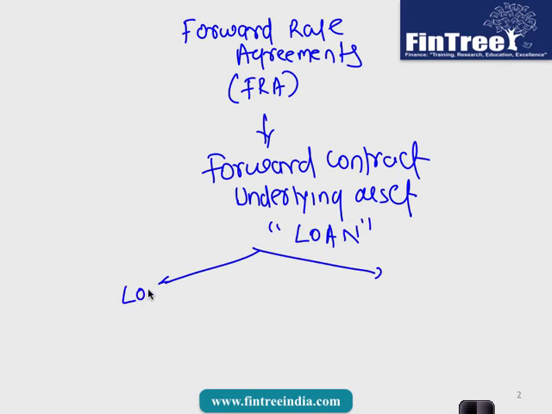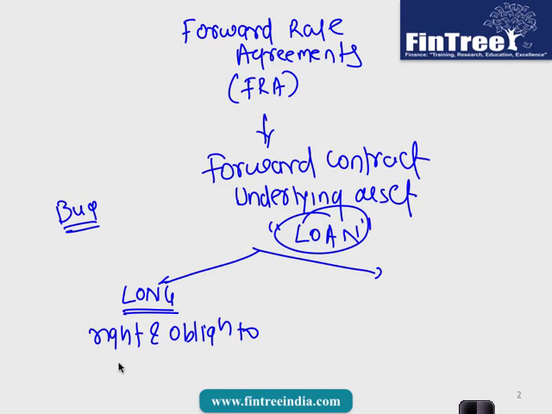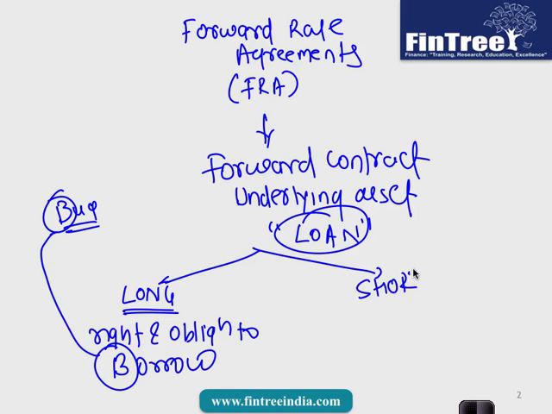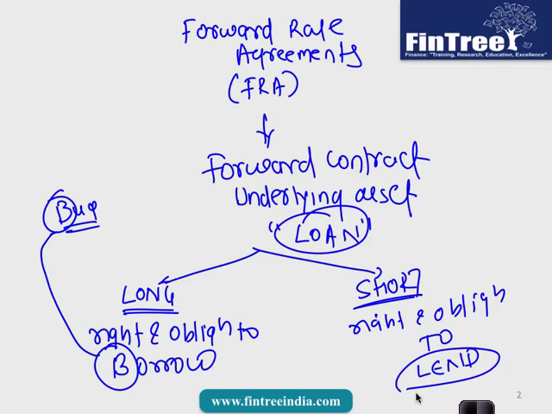The long party on this contract will have the right and obligation to... Generally, long will have what? Right and obligation to buy in normal contracts. Since the underlying asset here is a loan, it will have the right and obligation to borrow. A simple memory trick here is that the B remains the same. And on the short side, right and obligation to lend. That means the opposite side.